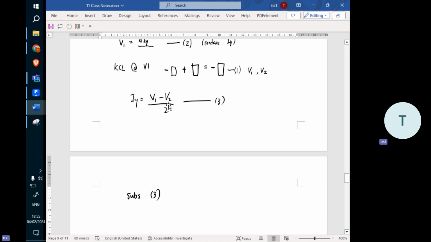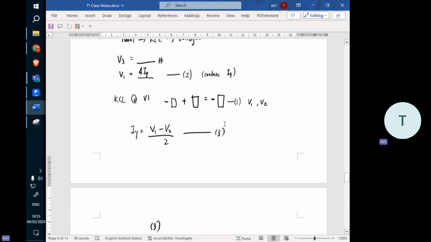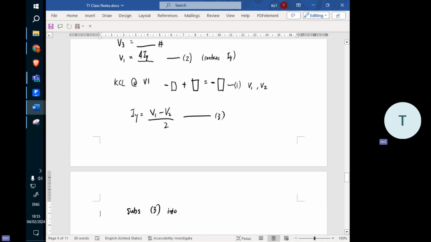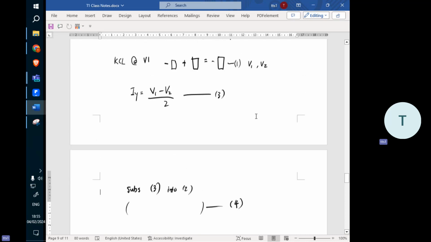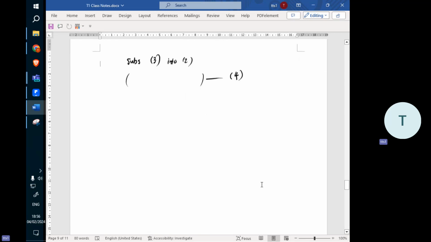3 is IY equal to something, right? And then V1 is 4 IY, right? Substitute 3 into 2. You'll get another equation, equation number 4. Then with equation 1 and 4, you can calculate the V1 and V2.